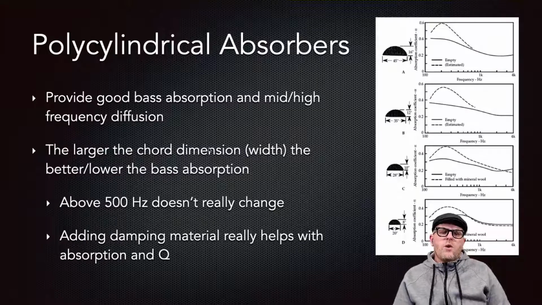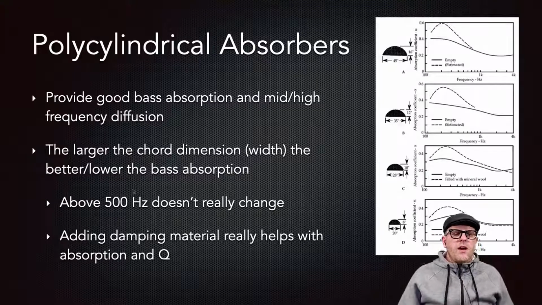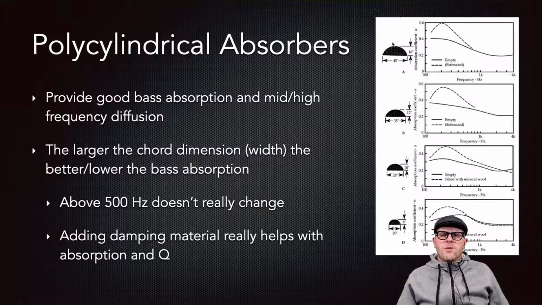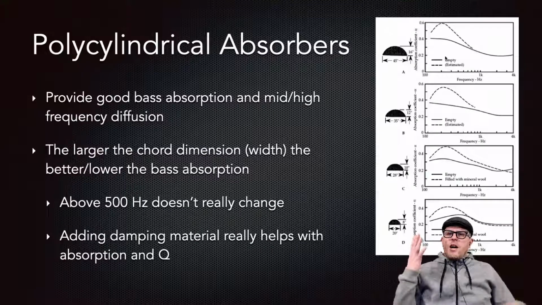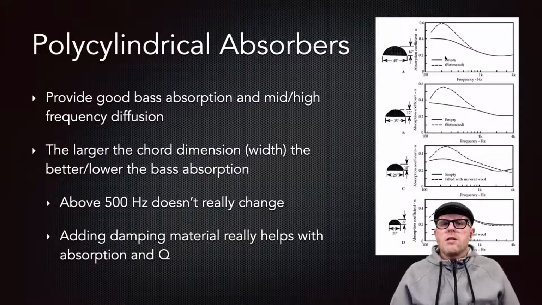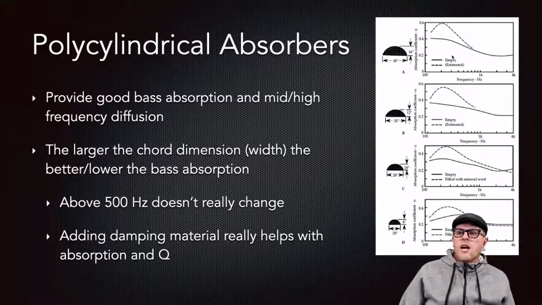They call the chord dimension the width. So the lower the better the bass absorption. Above 500 hertz doesn't really change. In fact, above 500 hertz, it's going to be a good diffuser, and below 500 hertz, it's going to be a good absorber. So these would be a good tool in your toolkit to throw into your space.